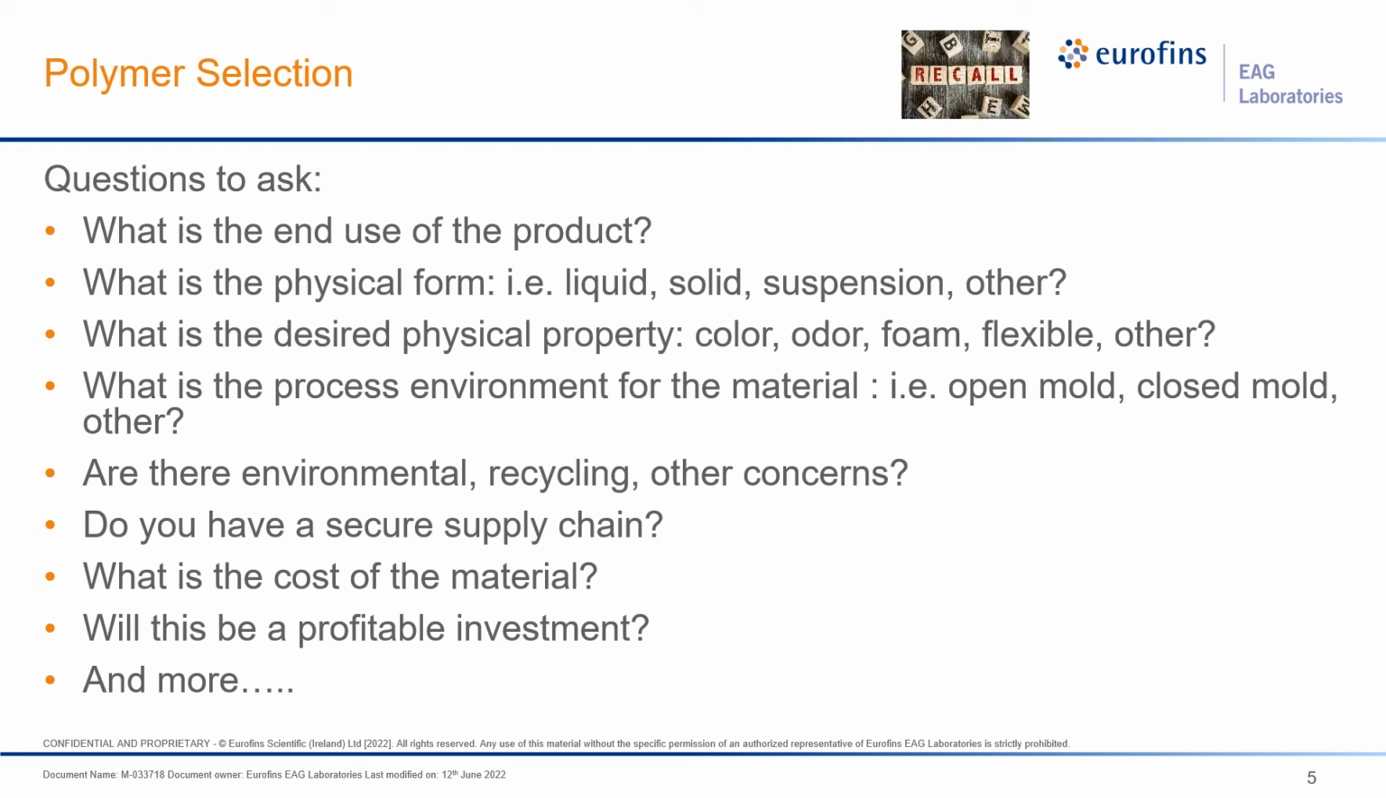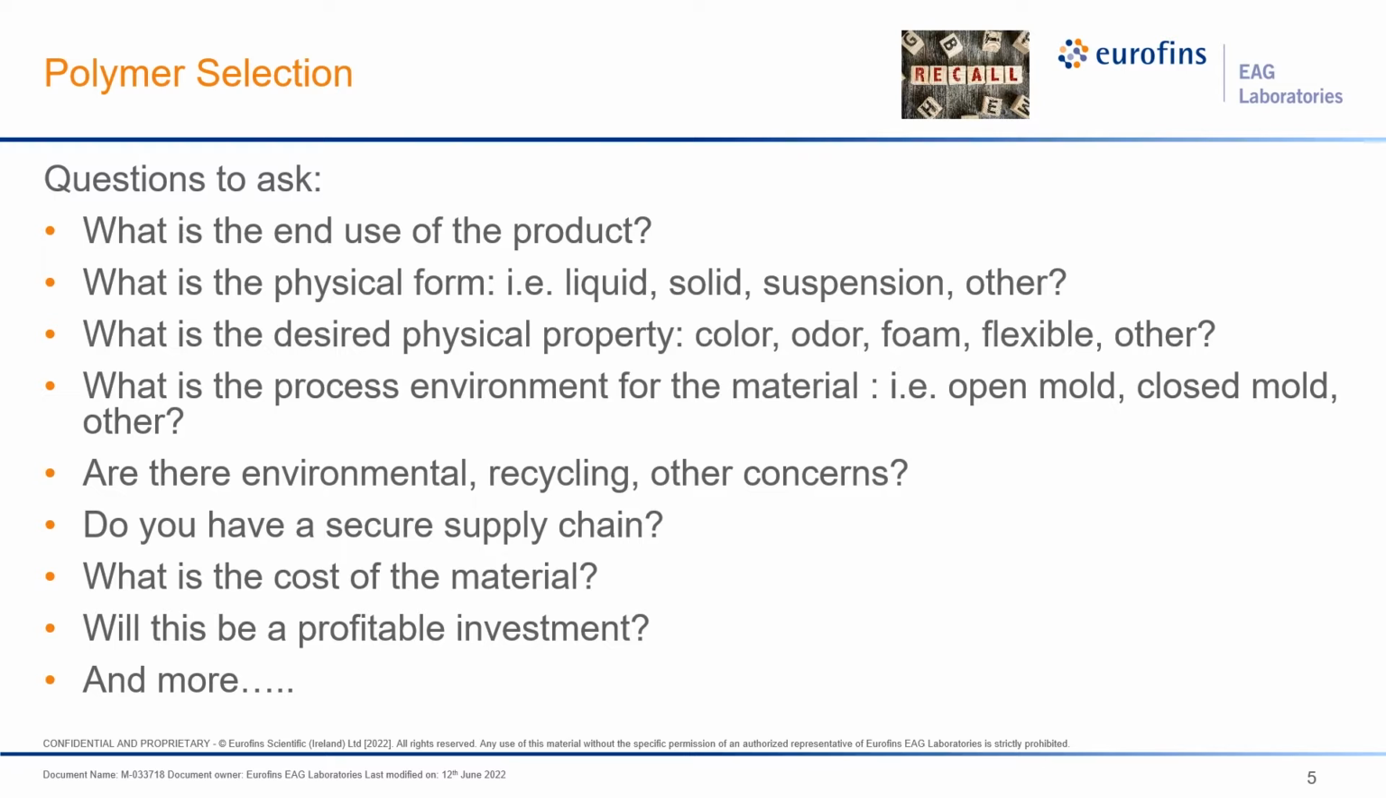When selecting your polymers, there are many questions to ask. On the screen are just a few. The first one is, what is the end use of the product? Is it food, beverage, medical devices, automotive, aerospace, building, etc.? What is the product going to be used for at the end? What physical form do you need the samples to be in for your application, both at the start of manufacturing and at end use, whether for the consumer or another supplier?